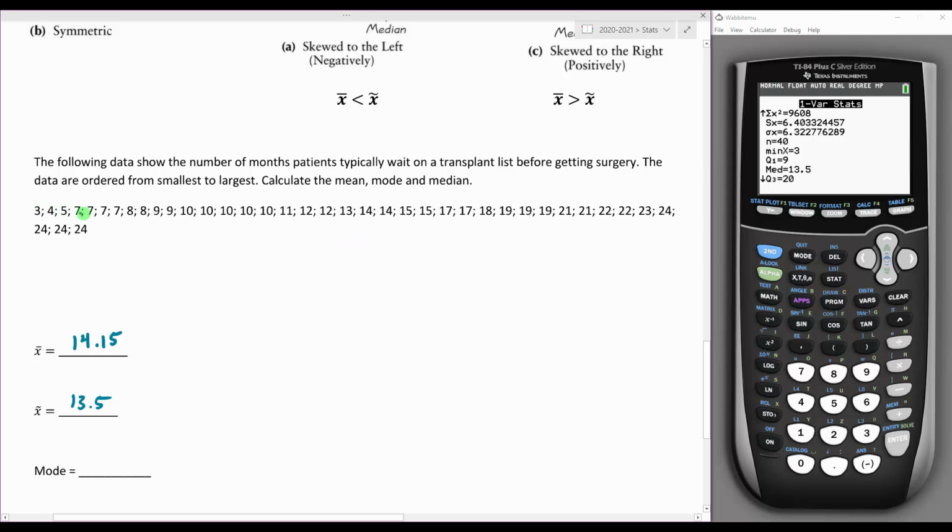It looks like 7 repeats 4 times, 8 2 times, 9 2 times, 10 5 times. I'm going to make a note of that. Then 12, 13, 14, 15, 17 twice, 19 3 times, 22 2 times, 23, and then 24 4 times. So it looks like 10 is the winner here. 10 is the most repeated value, the one that occurs most frequently. So the mode is 10. You see how easy that was once it's sorted. Use the sort feature on your calculator to help you out with that.